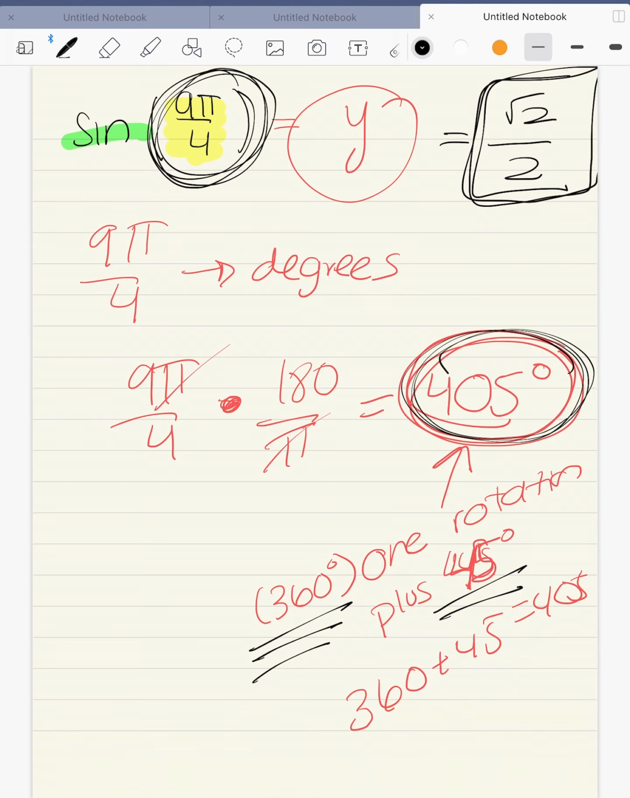So even if you cannot see the angles on the unit circle, you can change them to degrees and check how many rotations it goes, and then go to, in this example, 45. So you go one complete rotation plus 45. That means that 405 lies where 45 degrees is.